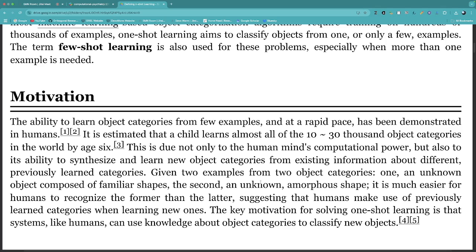So the categories are necessarily linked. You're using previously learned categories to form new categories, and they're linked in that way. The key motivation for solving one-shot learning is that systems like humans can use knowledge about object categories to classify new objects. So they're making this analogy from human development, from human learning.